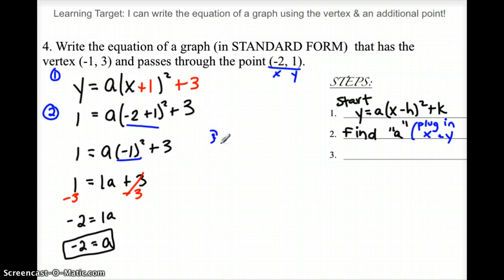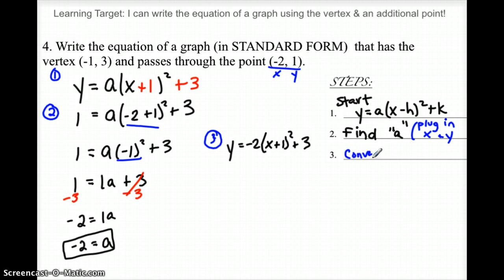Well, step 3 is to plug a back into the very beginning. So go back to step 1 and replace your a with the negative 2. Notice how I kept x and y in here because we're writing equations. So I should still see x and y in my final answer. So the last step, the directions say standard form, and this is vertex form. So I've got to convert to standard form.